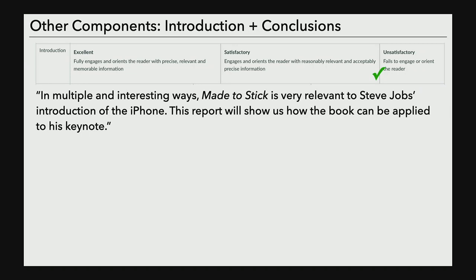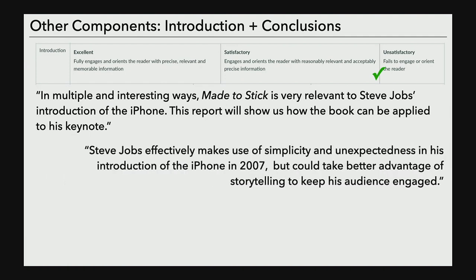In multiple and interesting ways, Made to Stick is relevant to Steve Jobs' introduction of the iPhone. This report will show us how the book can be applied to his keynote. This introduction is going to be somewhere between unsatisfactory and satisfactory. It gives kind of a purpose statement, but doesn't really give us a heck of a lot of information about what's going to be in your WD0. And so it doesn't really set us up to understand the concepts there, okay?